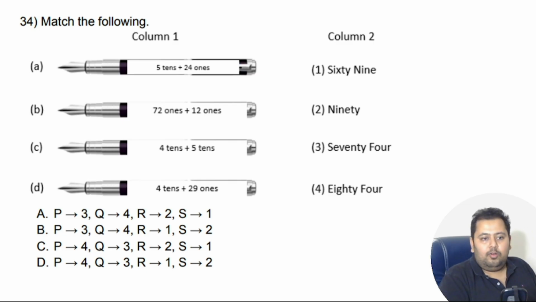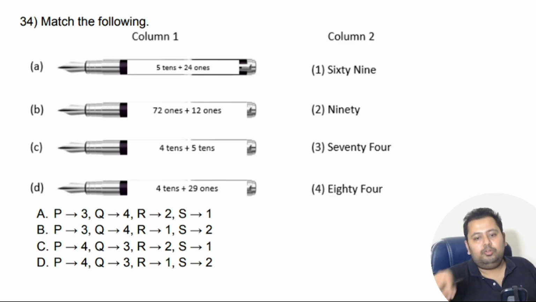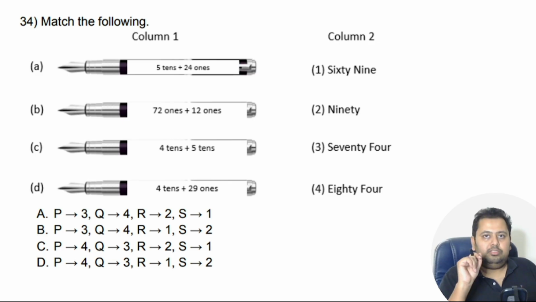So you can see columns. Column number 1, 2, 3, and 4. And there are some number equations or number problems that are given. So 5 tens plus 24 ones, or 72 ones plus 12 ones. You have to solve it first. Find out in column number 1 what the numbers are, and then the same in column 2. The numbers are given in word format. You have to then do a match, right? You have to do the match of the following. So again, I'll pause the video, you solve it first yourself, and then we move to the answer.